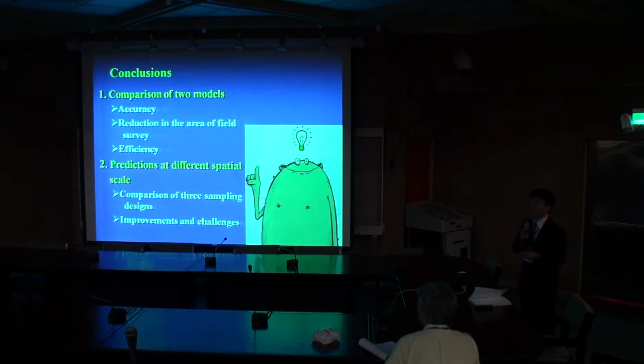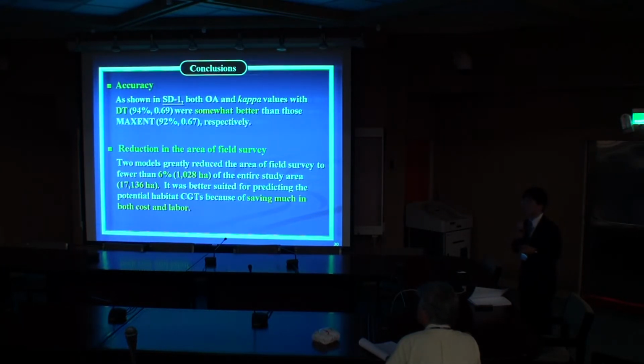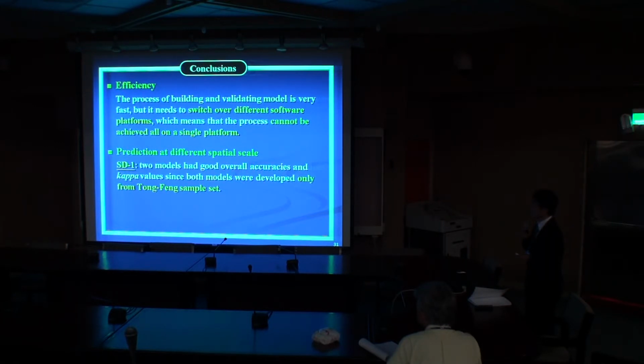From the above results, I draw two conclusions. First, according to accuracy, as shown in SD1, both overall accuracy and kappa value of the decision tree were somewhat better than MaxEnt. And two models gradually reduced the area of field survey to fewer than 6% of the entire study area. It was better for predicting the potential habitat of the Chinese Gogga tree because it saves much in both cost and labor. And then the process of building and validating the model is very fast, but it needs switching over different software platforms. That means it cannot be all-in-one in process, so we always need to switch between different software platforms.